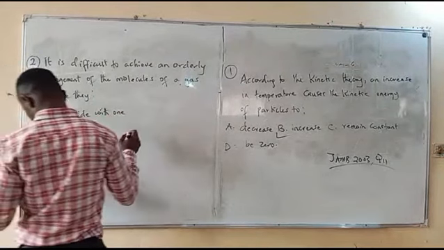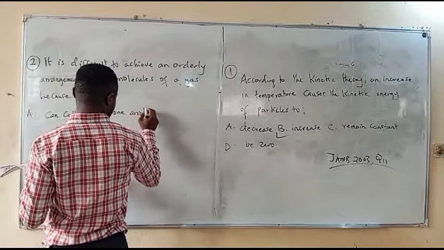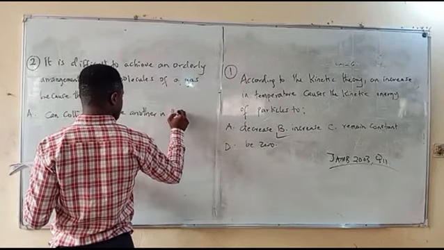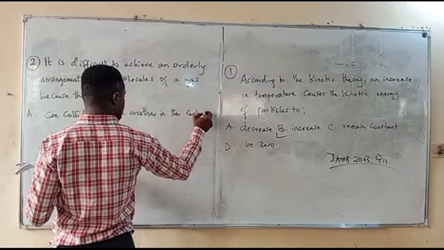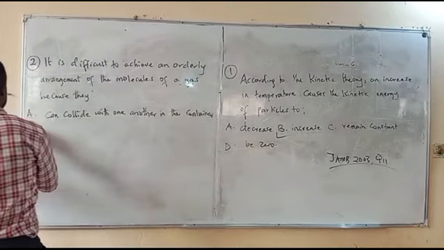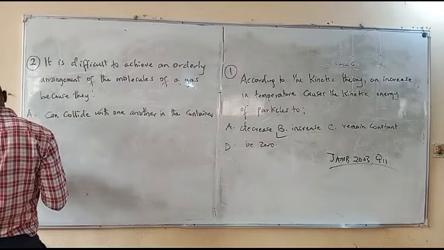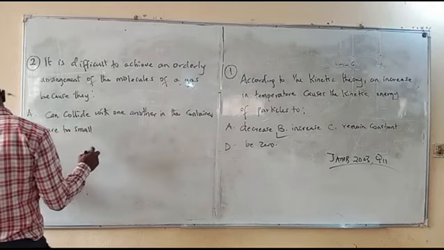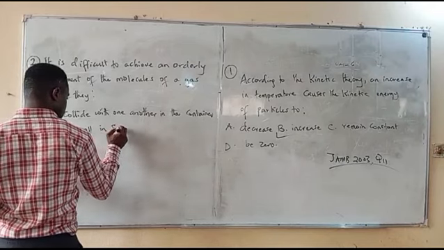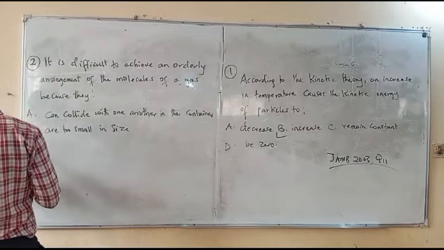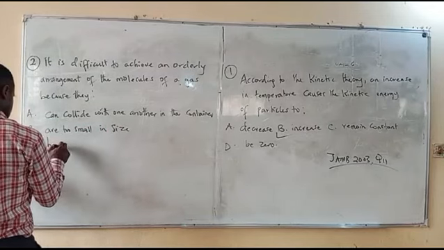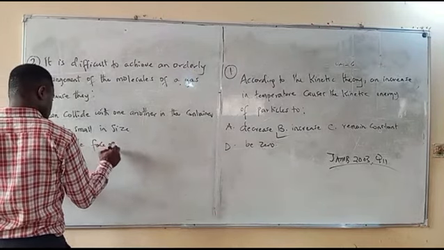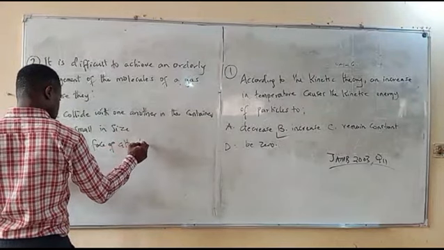Can collide with one another in the container. Which one? D, have no definite shape. I agree with you. Gases have no definite shape. I agree. The particles of the gas can collide with one another in the container. I agree. They're also too small in size. But they're not the reason why it is difficult to achieve an orderly arrangement. Remember what we said about orderly arrangement?